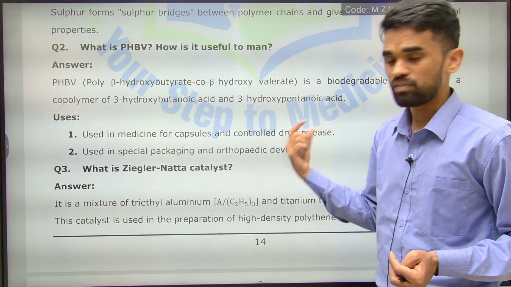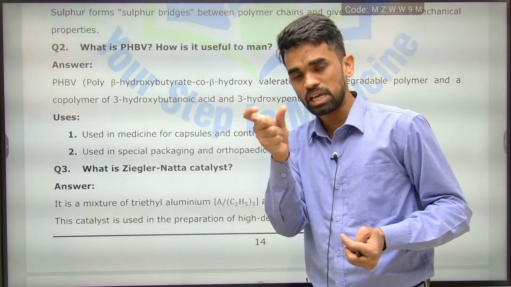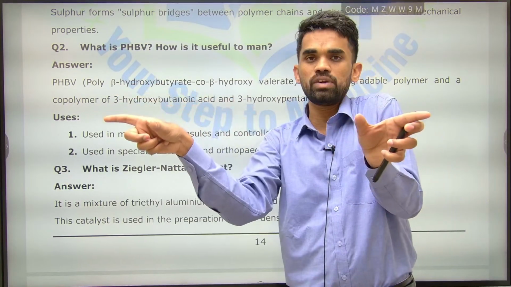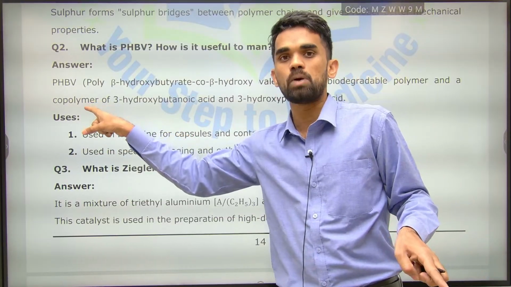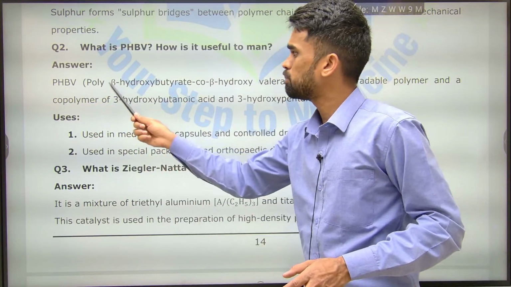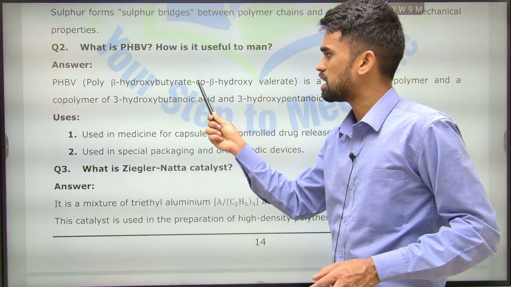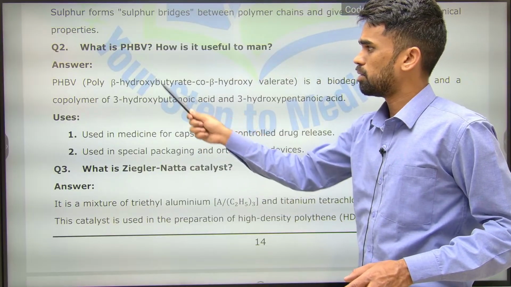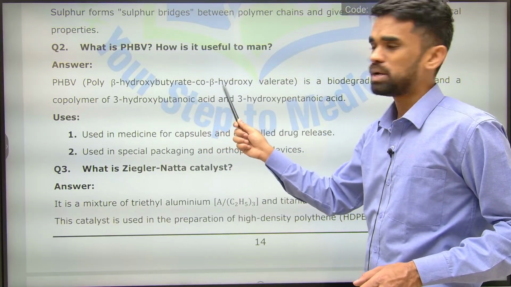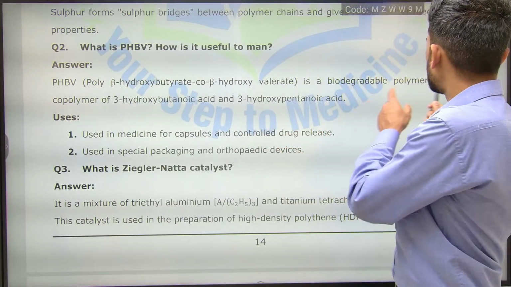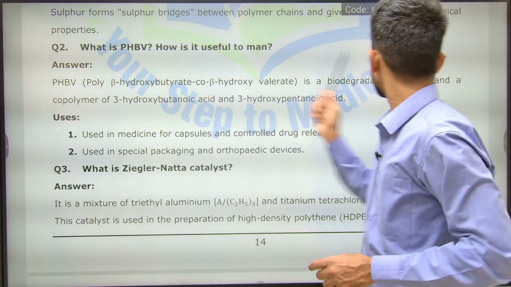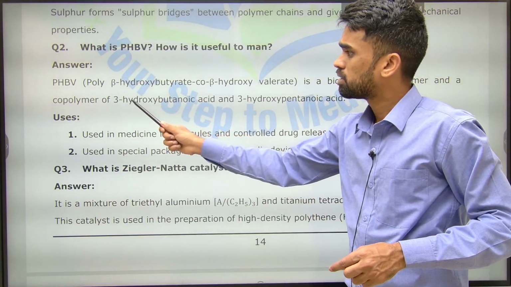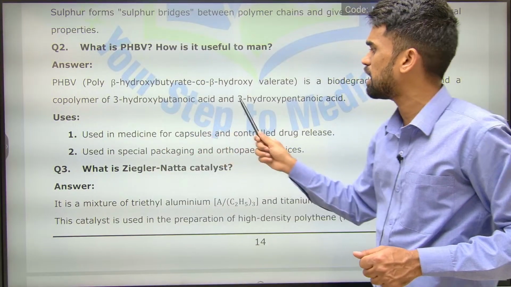And one more thing: if you are using only one type of monomer, you should say it's a normal polymer, but if you are using two different monomeric units, you can call it a copolymer. That's it. Once again, poly beta hydroxybutyrate. Here CO means carbonyl group, that is the linkage between beta hydroxybutyrate and beta hydroxyvalerate. It's a biodegradable polymer and a copolymer of 3-hydroxybutanoic acid and 3-hydroxypentanoic acid.